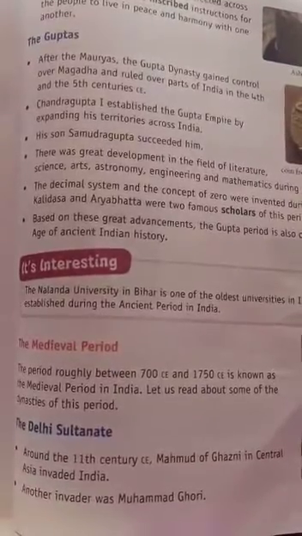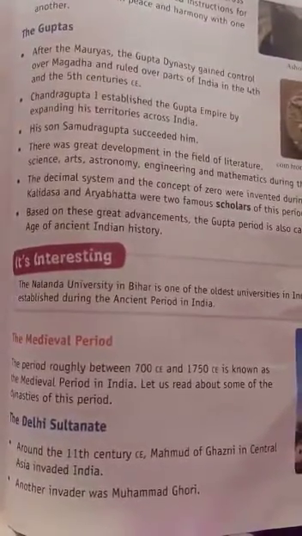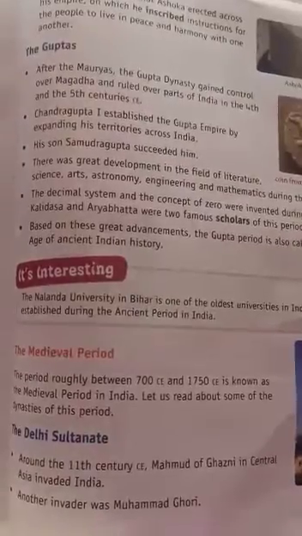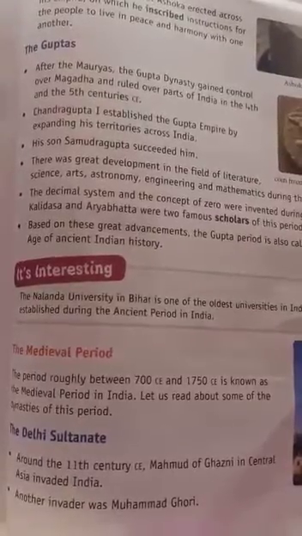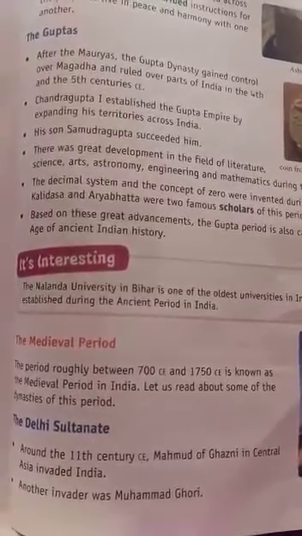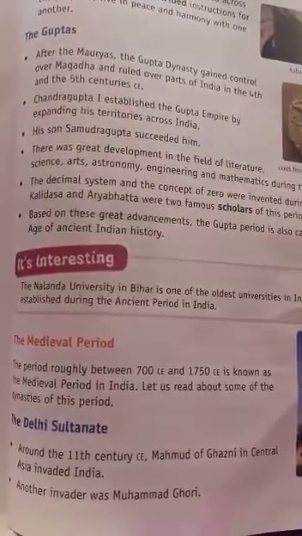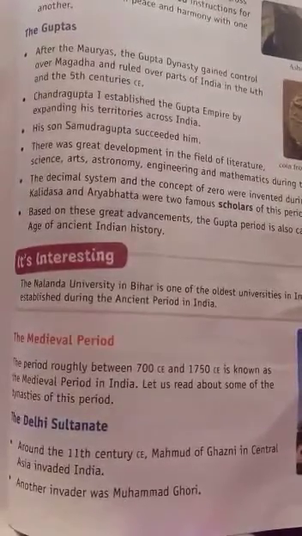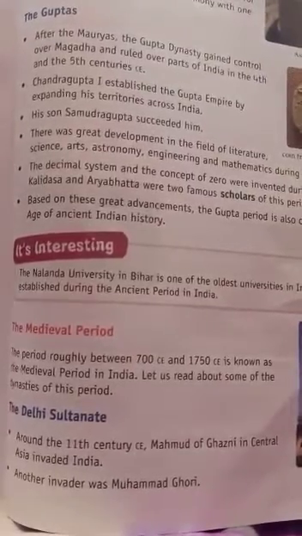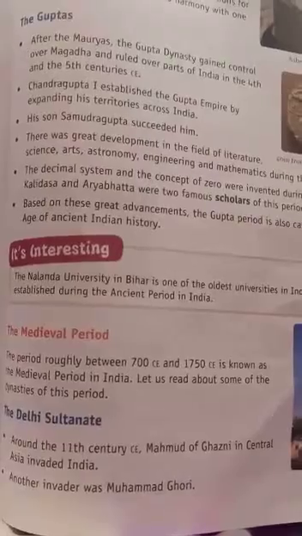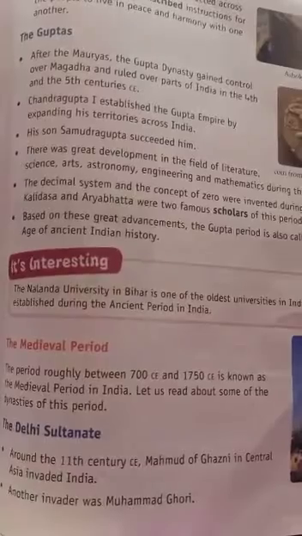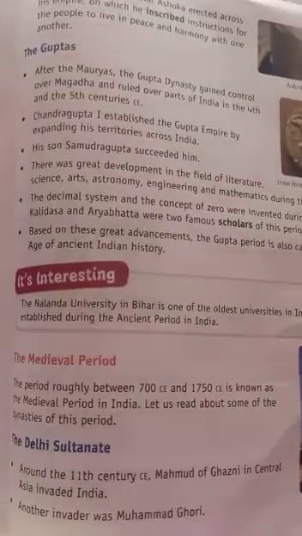This medieval period roughly started around 700 CE and lasted until 1750 CE, which is known as the medieval period in India. During this medieval period, lots of dynasties started ruling all over India. Here it is clearly written, the Delhi Sultanate. Around the 11th century CE, Mahmud of Ghazni in Central Asia invaded India. During the 11th century, there was a man called Mahmud of Ghazni. He came from Central Asia to India and settled here.